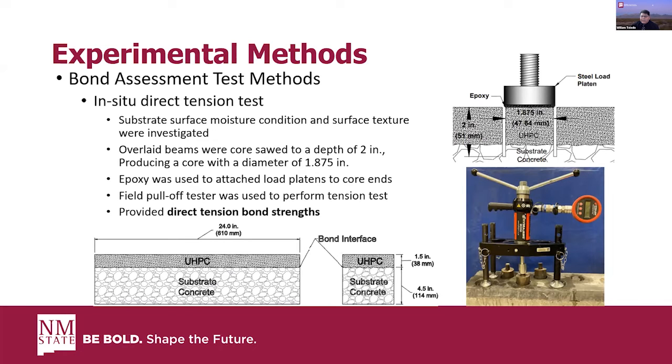And we call this the in situ direct tension test because we don't completely core out the specimen. So we core down 2 inches, so you pass the UHPC overlay and about 1/2 inch into the substrate concrete, as shown in this illustration. And our cores have a diameter of 1.75 inches. So what we do is we epoxy steel load plates onto the top and then use a field pull-off tester, as shown in this photograph, to perform the pull-off test. And this does provide a direct tension bond strength.